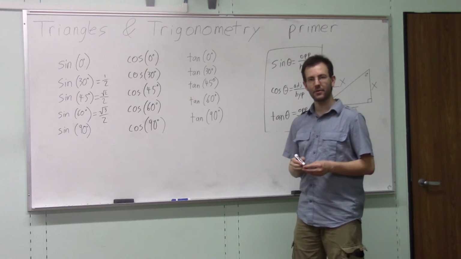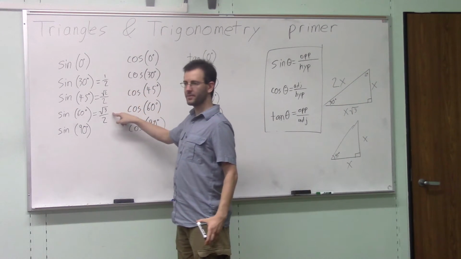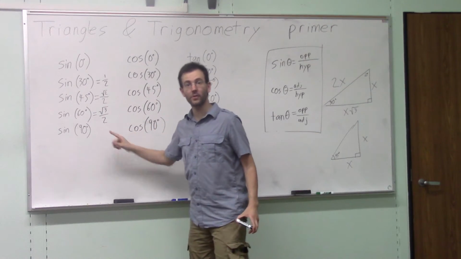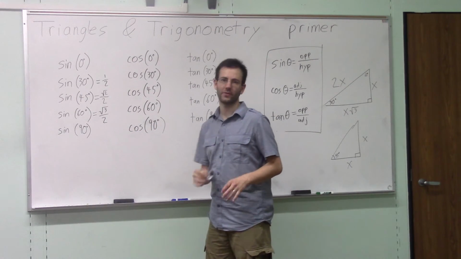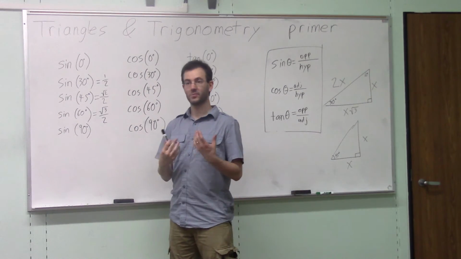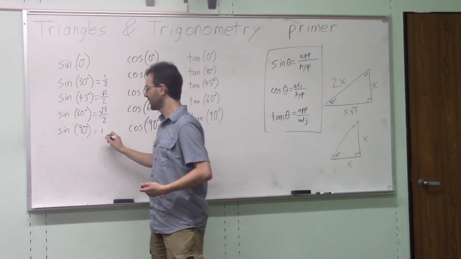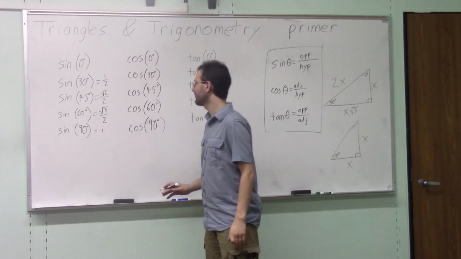Now, do you see the pattern here? 1 over 2, root 2 over 2, root 3 over 2. This should be root 4 over 2. And it will be. Of course, you can simplify that. Root 4 over 2 is 2 over 2, which is the number 1. But we'll explain that more in detail later.